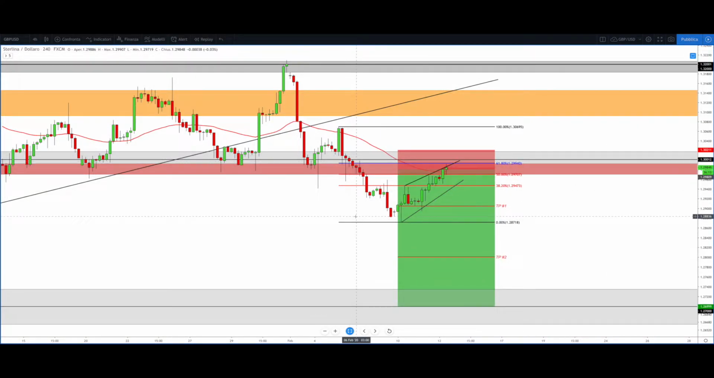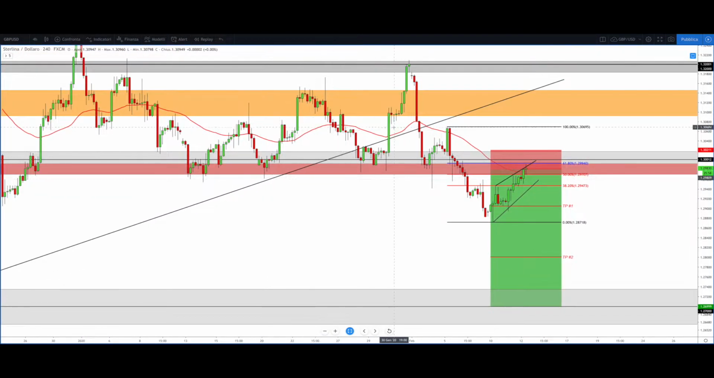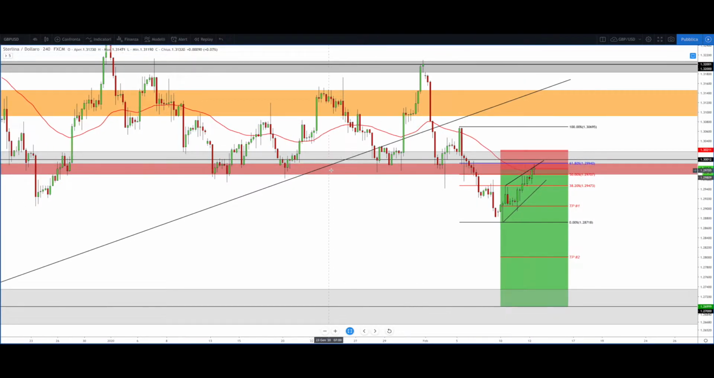So let's start this analysis here, because we can see that the price last week closed the weekly candle without any type of shadow here, a big bearish candle that completely broke this bullish trend line and this key level 1.30, and also the price has broken this strong support area around 1.2980.